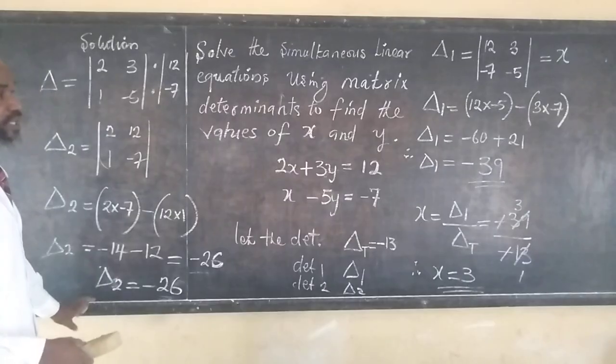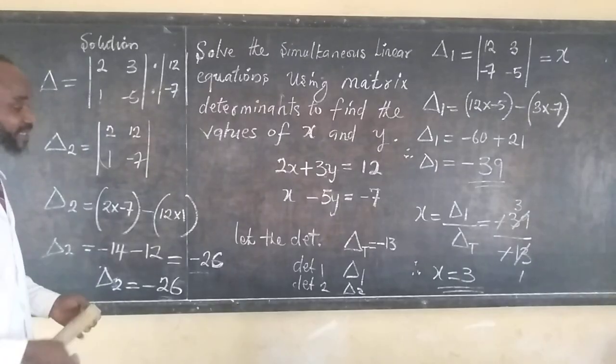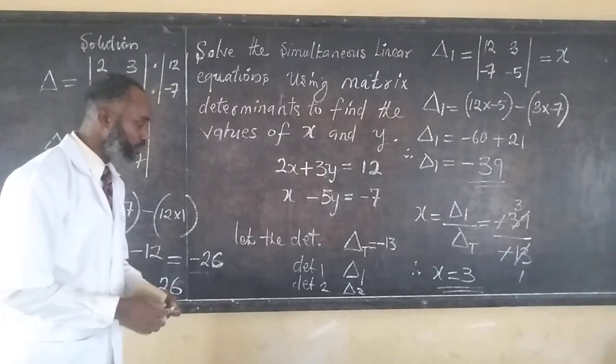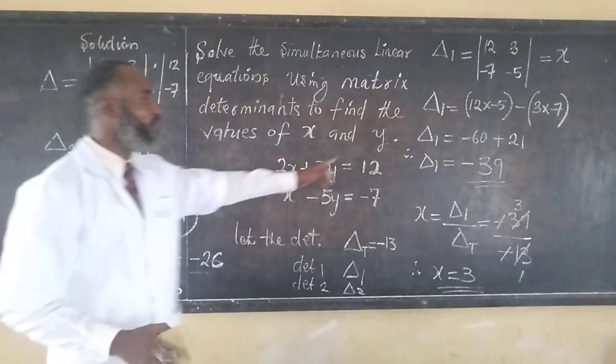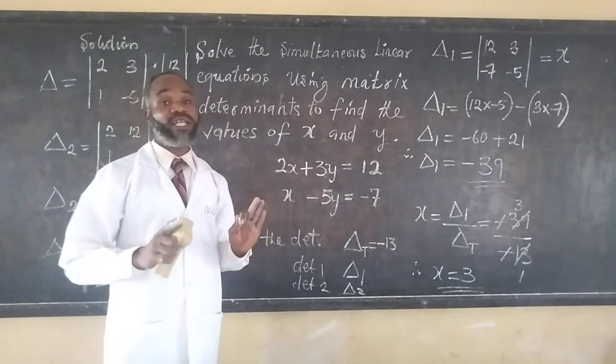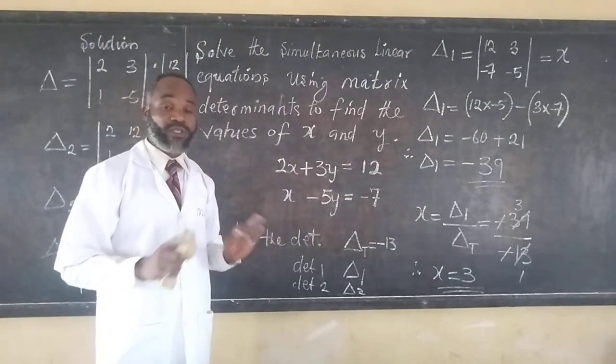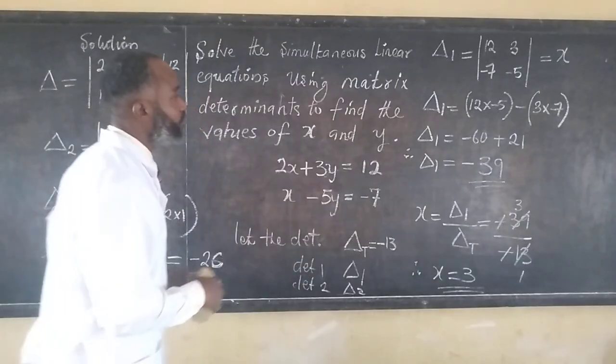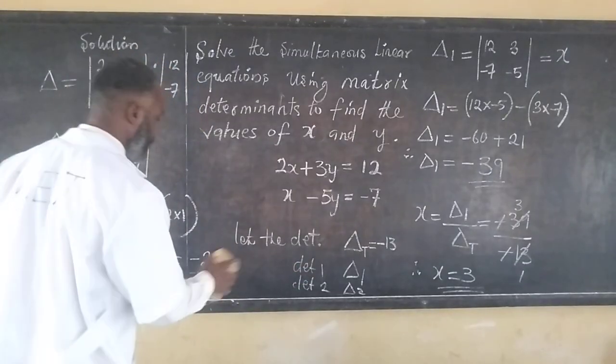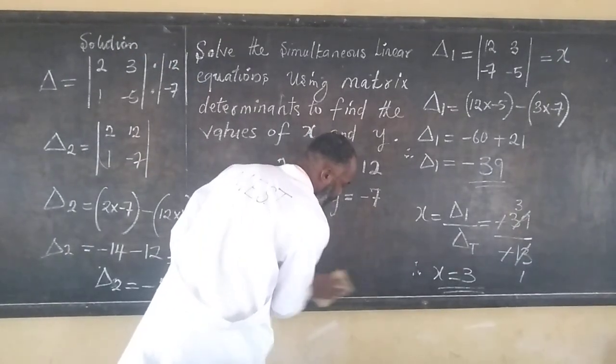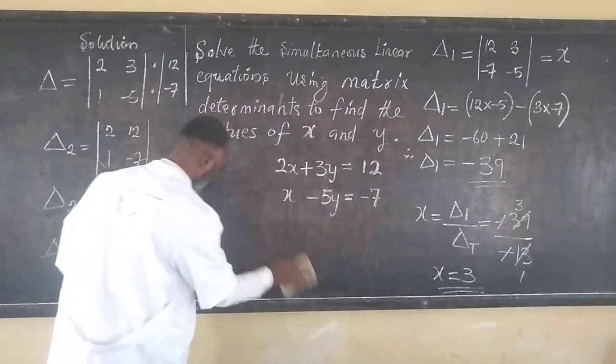Now we found determinant 2. The next thing we are going to do is to find the value of y, because determinant 2 represents the value of y. So let's go. Let's do that right away. I don't want to clean the greater part of the board because we need it.